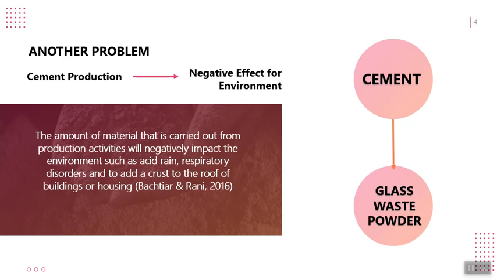Self-compacting concrete requires a lot of cement, and cement production has a negative effect on the environment. The material emitted from production activities will negatively impact the environment, such as acid rain, respiratory disorders, and adding a crust to the roofs of buildings or housing. So, we replace cement with glass-based powder.